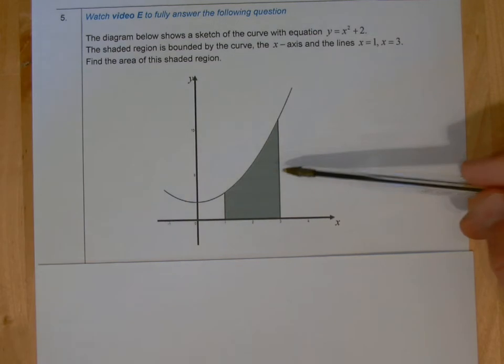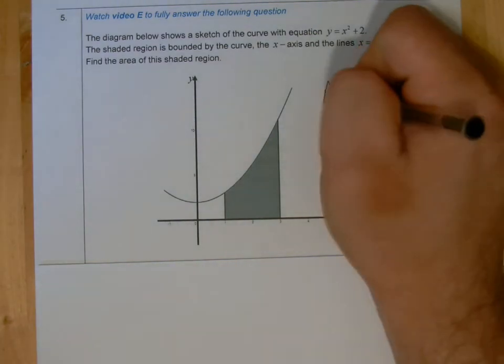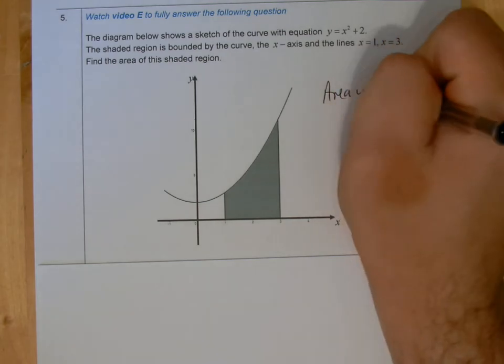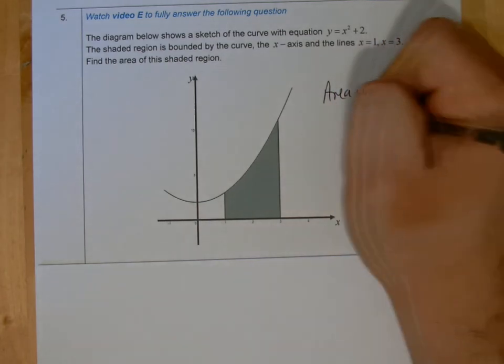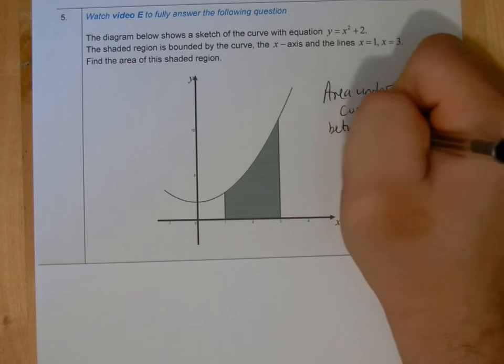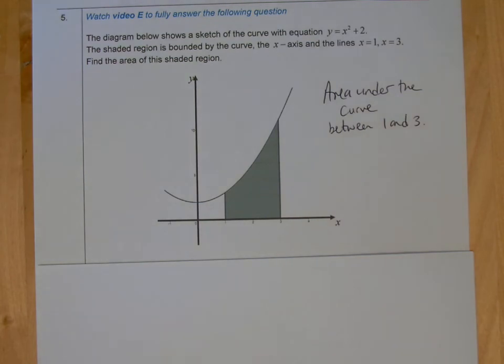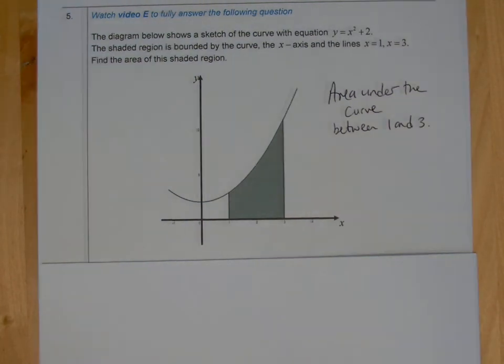So they want us to actually find the area of this shaded region. In other words, the area under the curve between 1 and 3. Okay, so how do we go about that? Well, we use this process of integration.